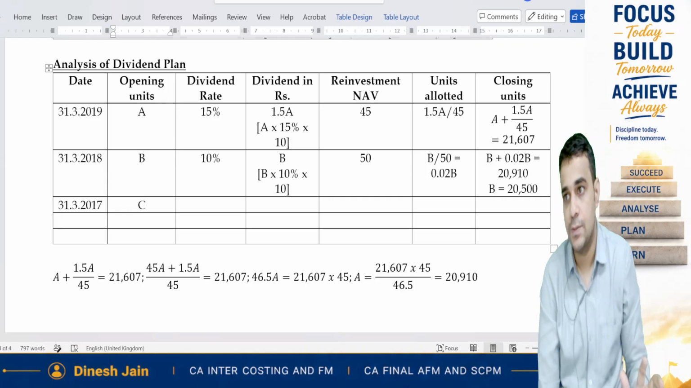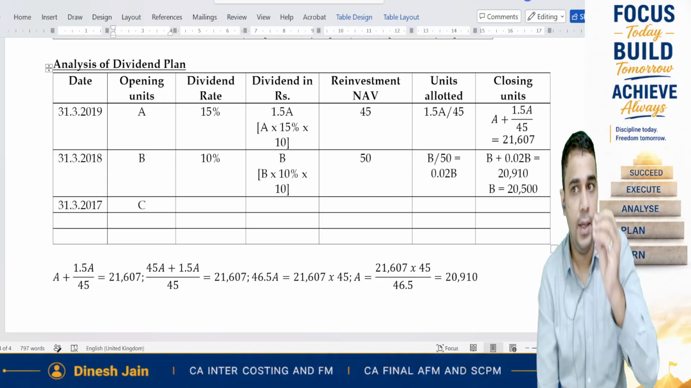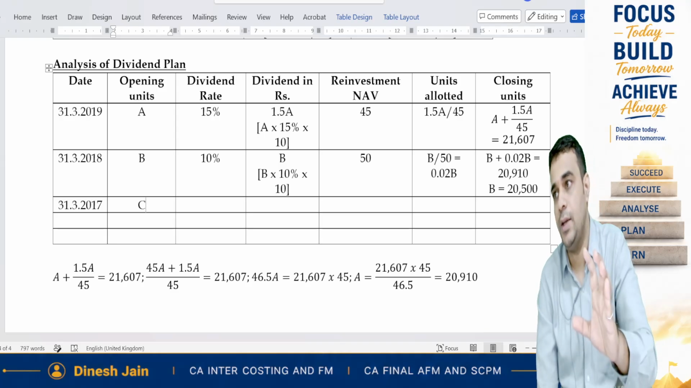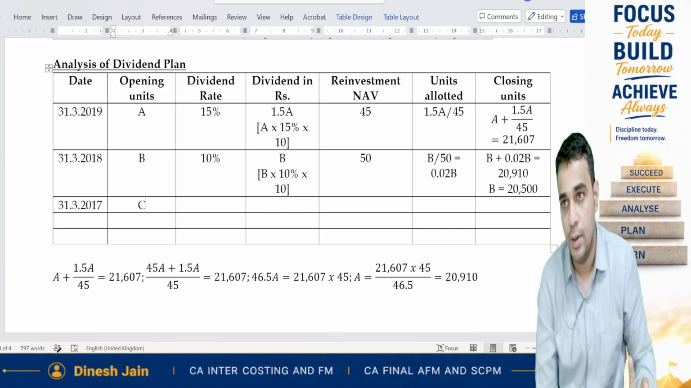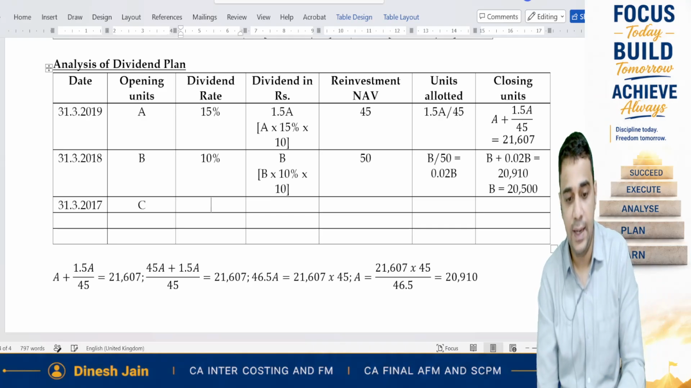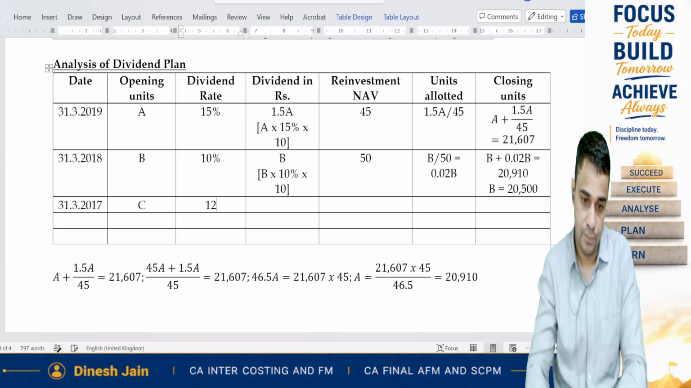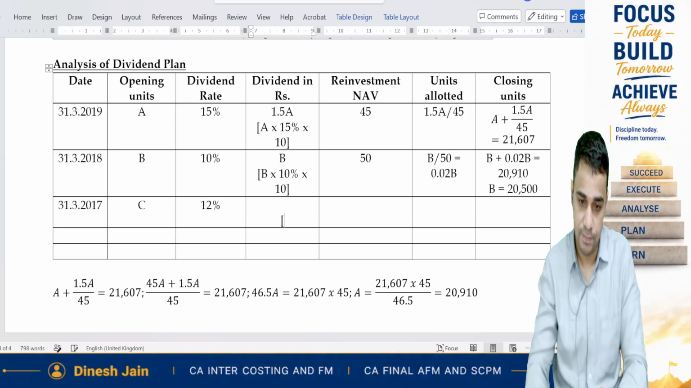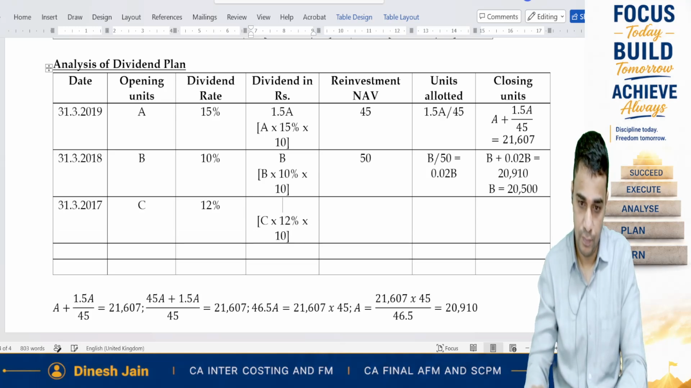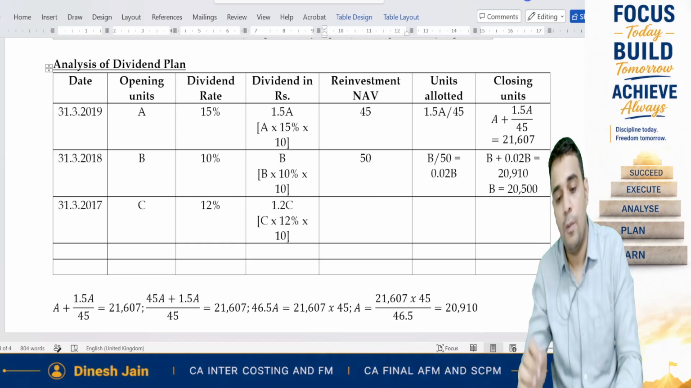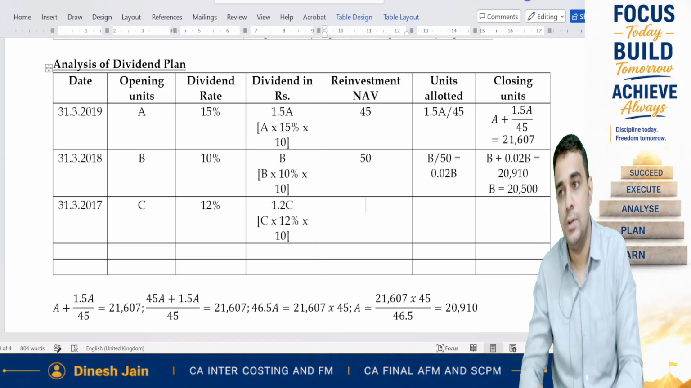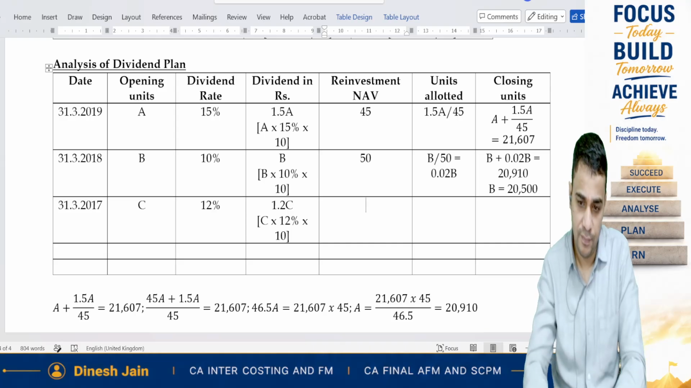Can we proceed? I'm not teaching any new concept. I'm just doing the same thing. One in the forward order we did, one now in the backward order. See, what is the dividend rate here? 12%. 1.2C. What is the reinvestment NAV?